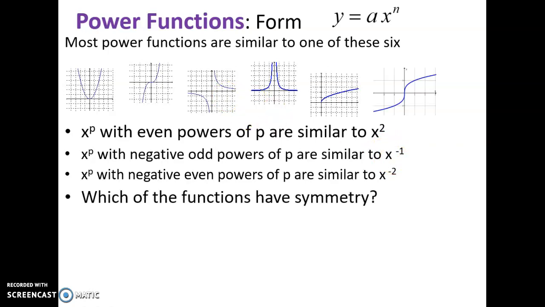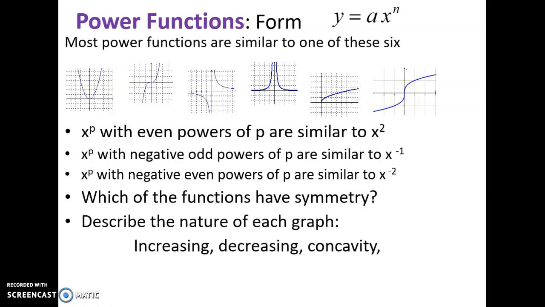Which of these functions have symmetry? Well, let's look. These are even powers. They have symmetry over the y-axis. This function is a cubic function, actually, and it has symmetry over the origin. This one has symmetry also over the origin. This one would have symmetry over the y-axis. This function, which is a root function, does not have any symmetry. And this function, which is a fractional odd power, has symmetry over the origin.